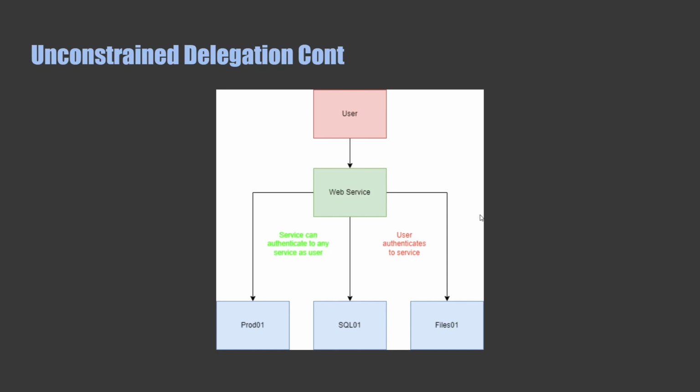The user can go straight from that service. The web service can go straight from itself as that user to any other service. There is no predefined list. It's just told it can do what it wants. It can go to any other service.